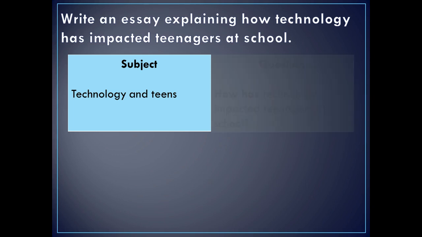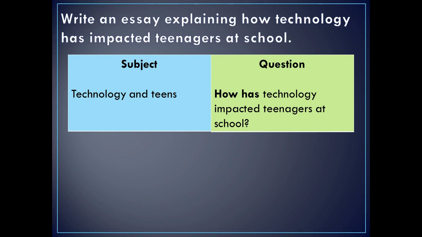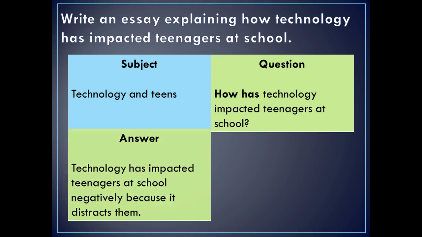And the question is, how has technology impacted teenagers at school? So I decided I'm going to go with the negative impacts. So technology has impacted teenagers at school negatively because it distracts them. I answered my question and I gave a good reason for it. So let's go ahead and upgrade that. How can I switch this up?